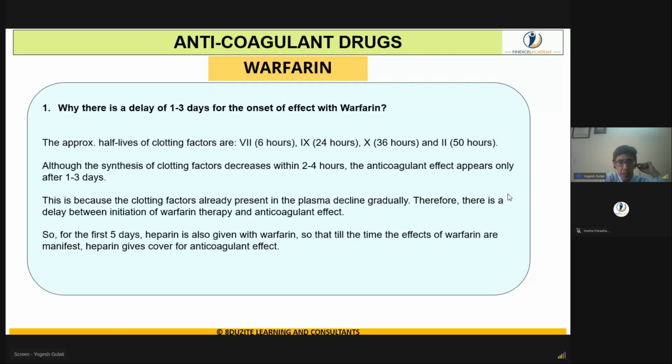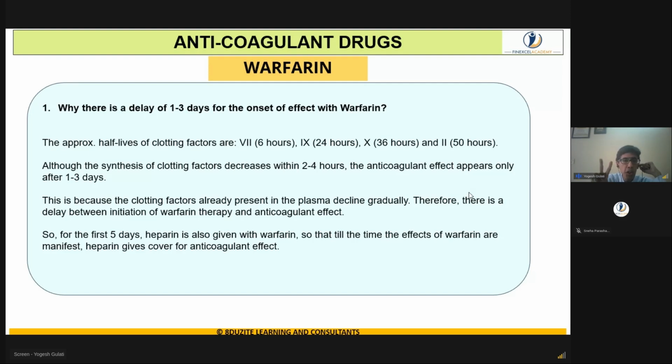So although the synthesis of clotting factors decreases within 2 to 4 hours, since warfarin starts acting in the liver within 2 to 4 hours, the anticoagulant effect appears only after 1 to 3 days. This is because the clotting factors which are already circulating gradually decline over the next 50 hours, and therefore there is a delay between initiation of warfarin and the anticoagulant effect. So what will happen for the first 5 days? What does the physician need to do? If you want an immediate anticoagulant action, what is to be done for the first 5 days?